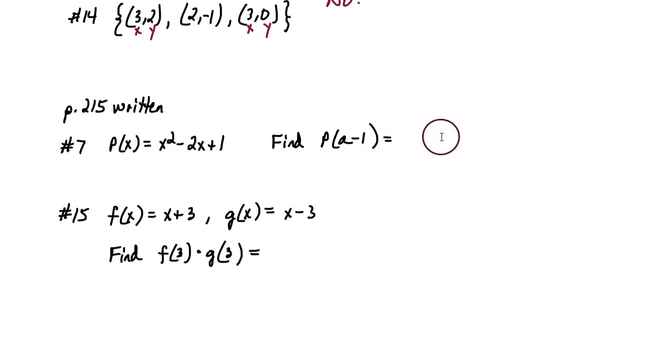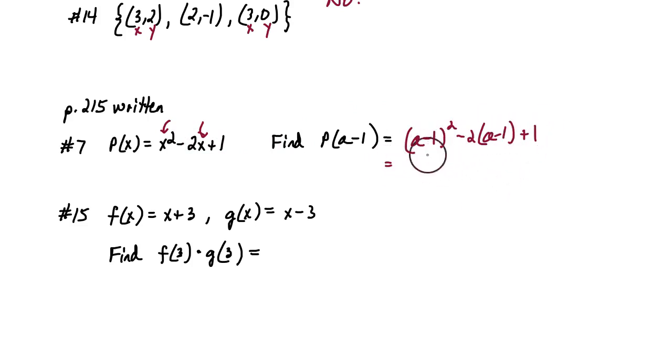Page 215, we're given a formula for function p, and we're asked to evaluate that function using a minus 1 as our input value for x. So let's make the substitutions. Fill in a minus 1 for this first x, and then fill in a minus 1 again for this x here, and then on the end there's the plus 1.